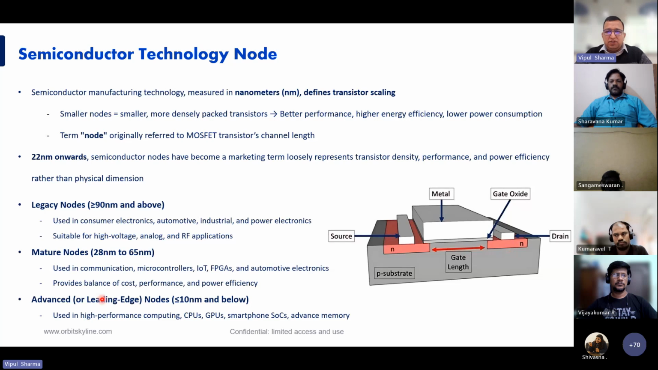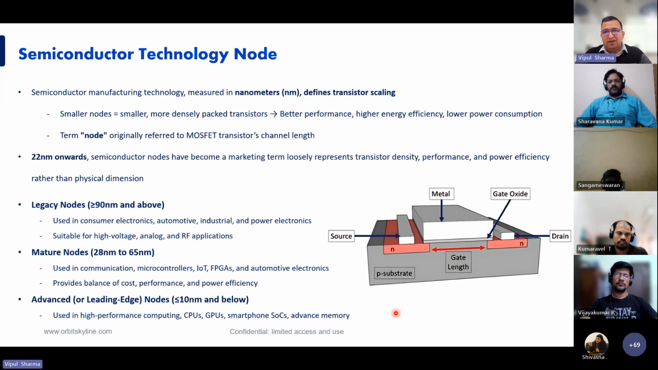Nodes are also divided into different configurations. Legacy nodes are the foundries or technologies still using transistors with 90 nanometer channel length and above. Then there are mature nodes, and then advanced nodes or leading-edge nodes, which are what we are hearing nowadays, like whatever Intel or TSMC are fabricating. They are fabricating transistors with less than 10 nanometer channel length, and these are used for developing all the high-end electronics chips for CPUs, GPUs, and SoCs.